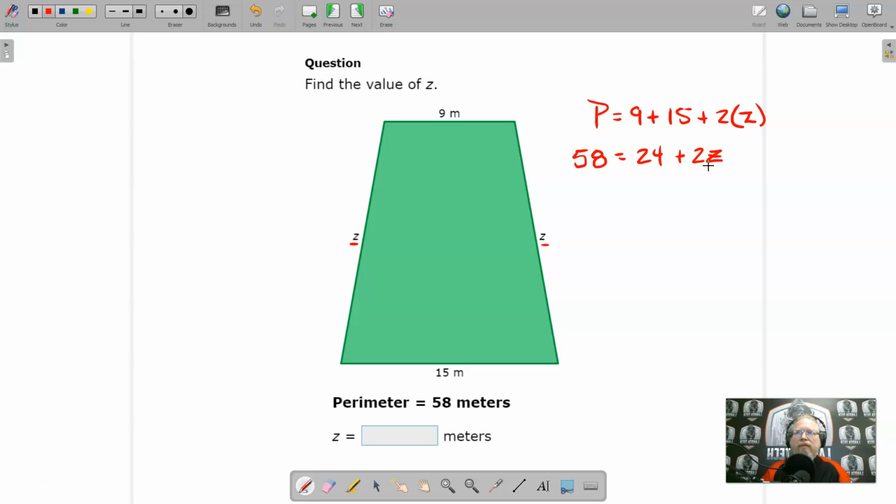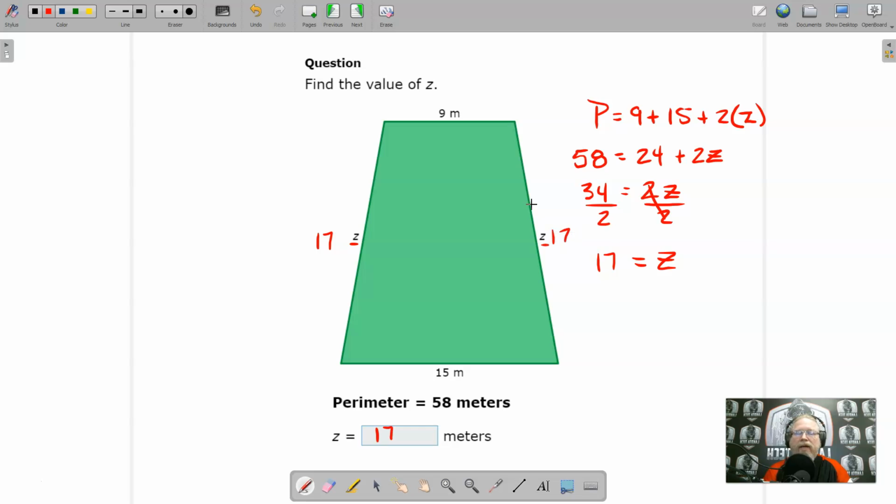Now basically this is a 2-step equation, right? We need to get this 24 over to the other side. So if we subtract 24 from each side, 58 minus 24 is going to give us 34 on the left. And we still have 2Z on the right. Now we need to divide both sides by 2 to isolate the variable Z. The 2's would cancel each other, leaving us with just Z on the right. And 34 divided by 2 is going to give us a total of 17. So we know it's 17 meters. So Z is equal to 17.